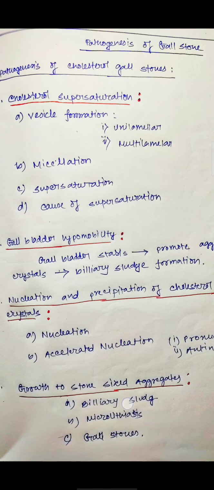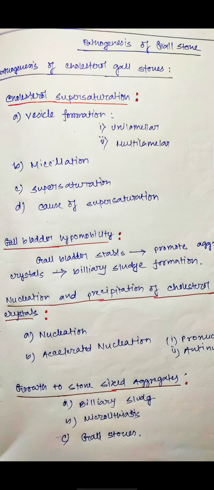Okay, and the last is growth to stone sized aggregates. That means ultimately there is stone formation. So the first one is biliary sludge. What is sludge? Biliary sludge is a suspension of the precipitates of cholesterol monohydrate crystals, right? It may be cholesterol monohydrate crystals or calcium bilirubinate granules. Okay, so ultimately biliary sludge can resolve, or persist and progress.